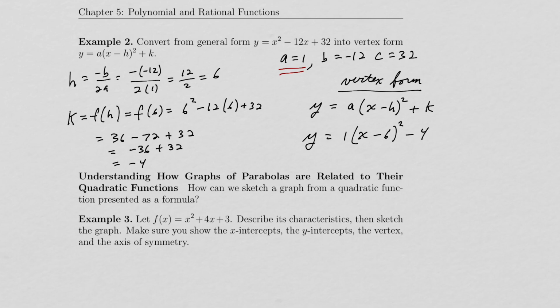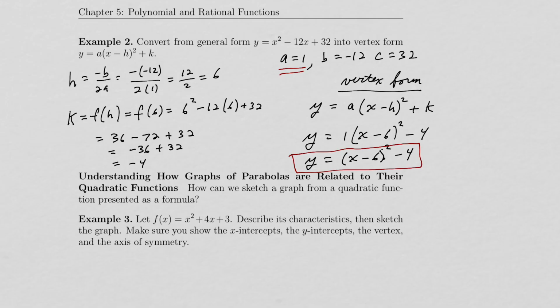We don't really need to write the 1, right? So I can write this as y equals x minus 6 squared minus 4. That would be the same quadratic equation, but in vertex form. x minus 6 squared minus 4. Okay.